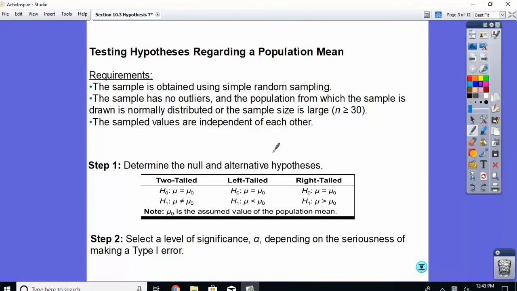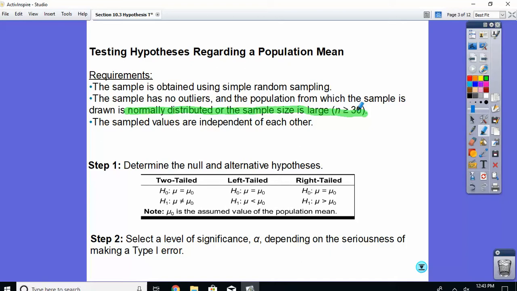The requirements, just like when we were dealing with the mean: we have to have a sample obtained by simple random sampling, has no outliers, and the population is normally distributed, or the sample size is large, and the values are independent. Basically, we always have to check criteria at the beginning. With the binomial, with the p's, it had to be simple random and independent, and I made you check if it was normal: n times p times 1 minus p greater than or equal to 10.